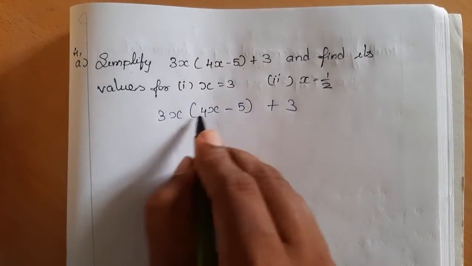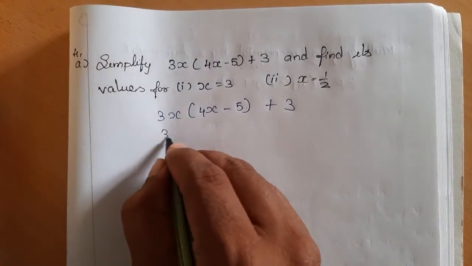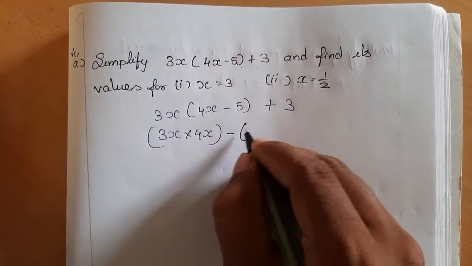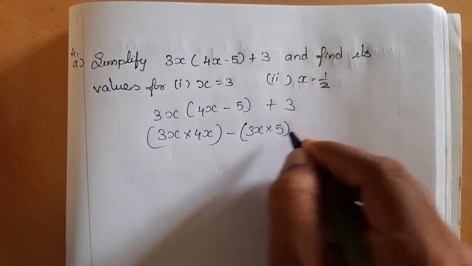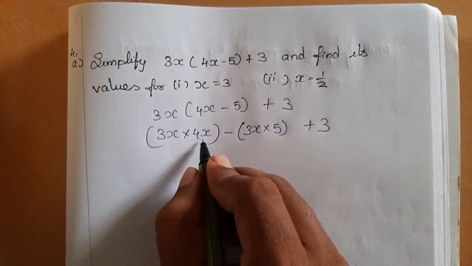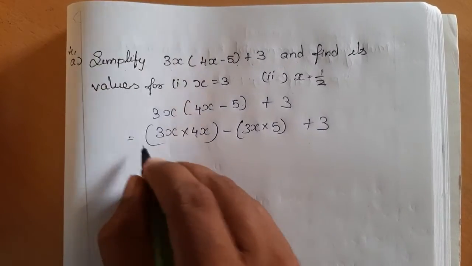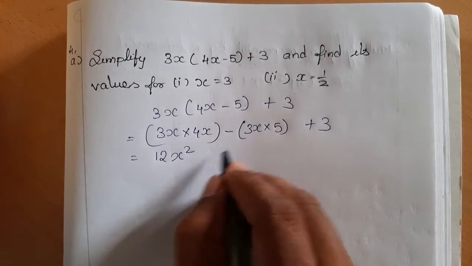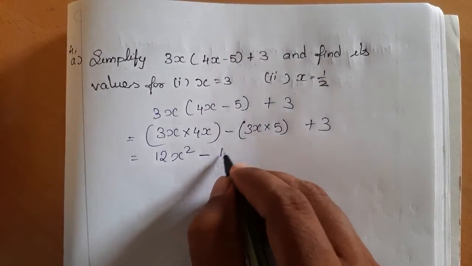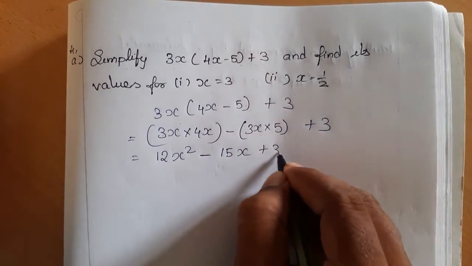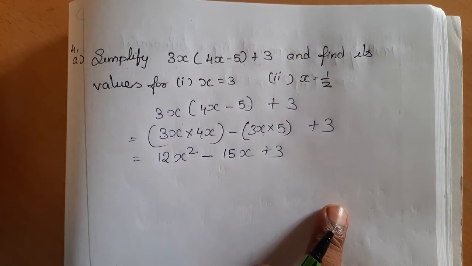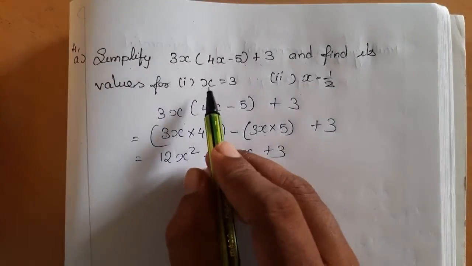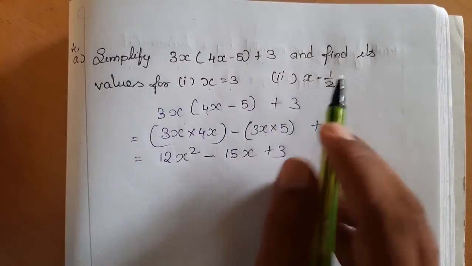So 3x multiplies every term inside the bracket, right? So 3x into 4x, it's subtraction, so minus 3x into 5 and it's plus 3. So 3x into 4x, 4 3s are 12, and x into x is x square, so powers we added, minus here 5 3s are 15 and x is the same, plus 3. So this is the thing, we got the simplified 12x square minus 15x plus 3. So now we will find it for x equal to 3 and x equal to 1 by 2.